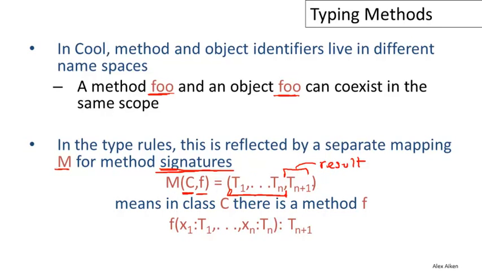So the way we're going to write the method signature is just as a tuple or a list of types. All but the last one, taken together, are the types of the arguments in order, and then the very last one is the type of the result. And so an entry like this in our method environment just means that f has a signature that looks like this. It takes in arguments with the respective types and it returns something of type Tn+1.